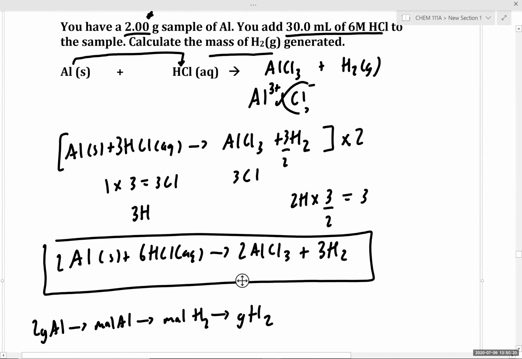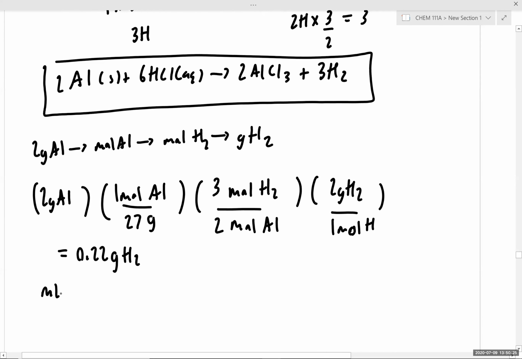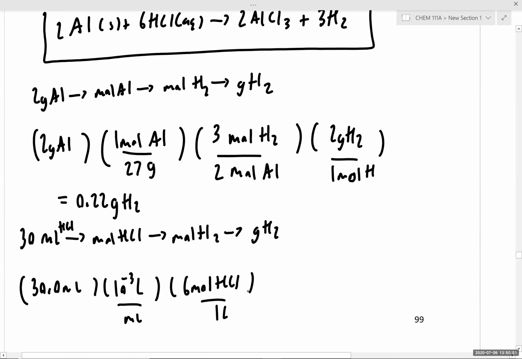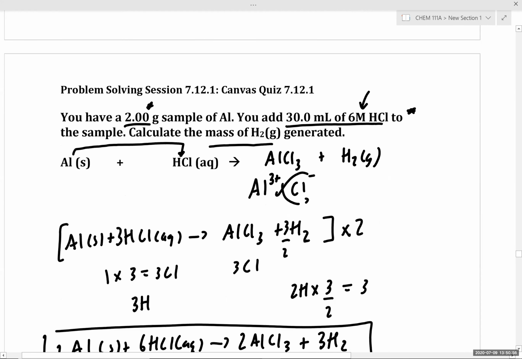Okay, let's do the same calculation for HCl. We have 30 milliliters of HCl. So we're going to go from 30 milliliters of HCl to the moles of HCl to the moles of hydrogen to the grams of hydrogen. Okay, we have 30.0 milliliters. We know that we have 10 to the negative third liter per milliliter. And we know that we have 6 moles of HCl per 1 liter. Where do we get that from? It's a 6 molar solution.